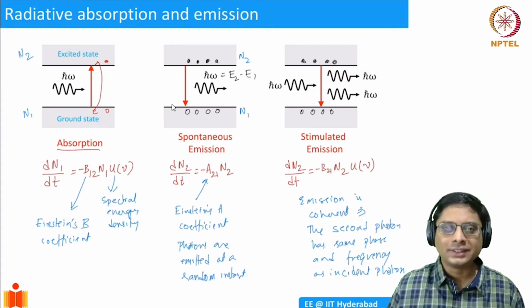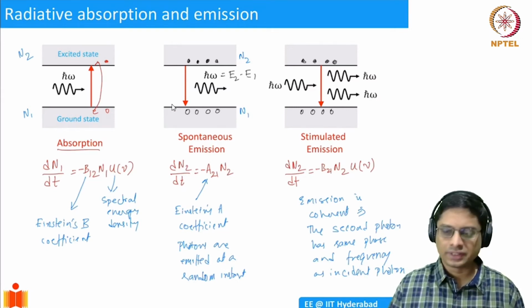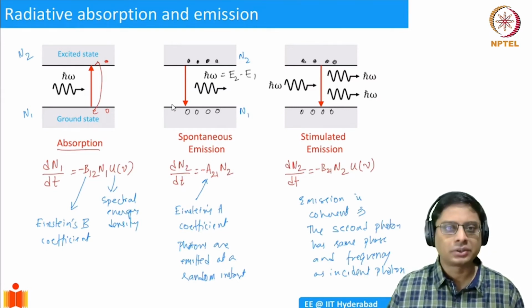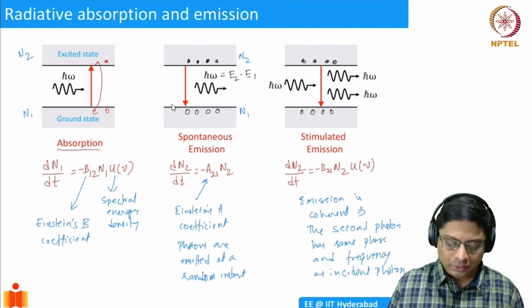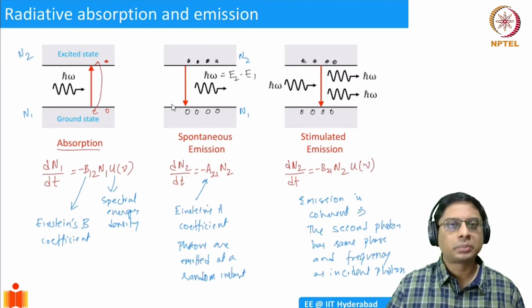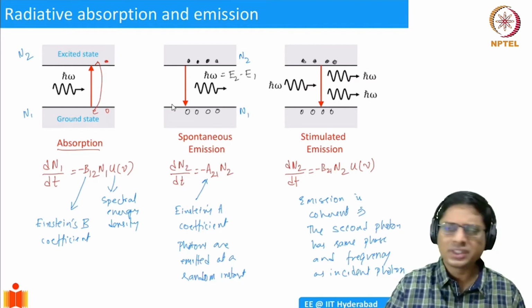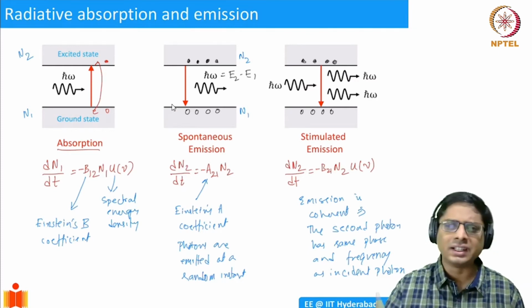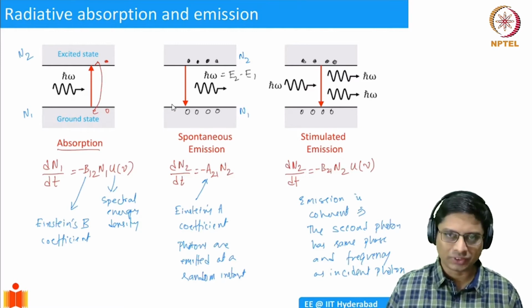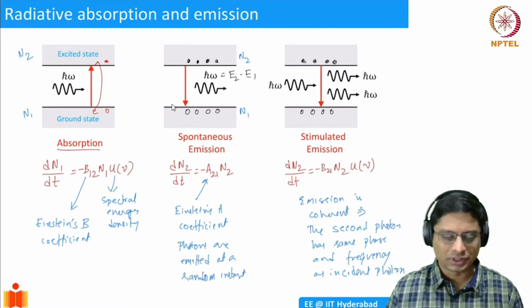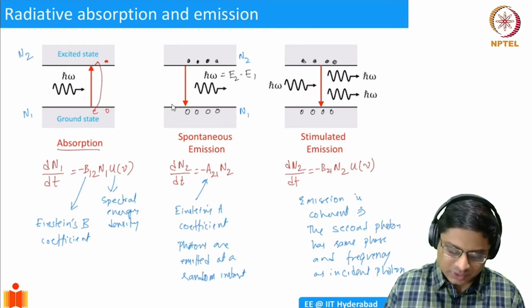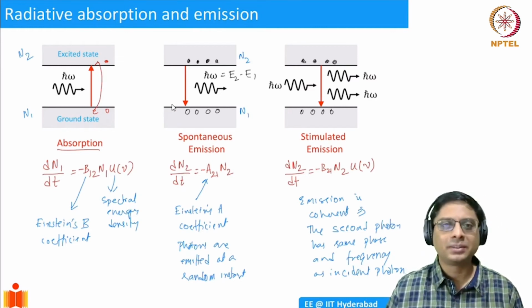You might have heard about lasers. Even the pointers nowadays are having lasers, right? So all of them are based on this process of stimulated emission. And spontaneous emission is any tube light or any LED. All of them are spontaneous emission processes. And absorption, of course, you know what absorption is. All right. So these are the 3 fundamental mechanisms of interaction of radiation with matter.